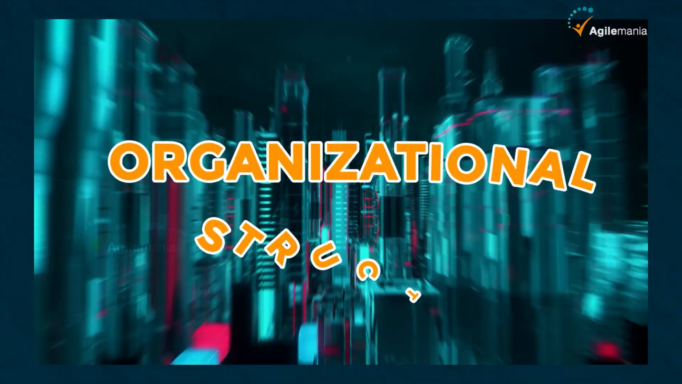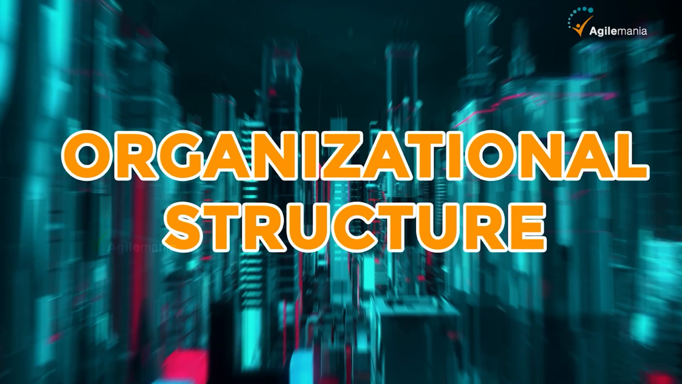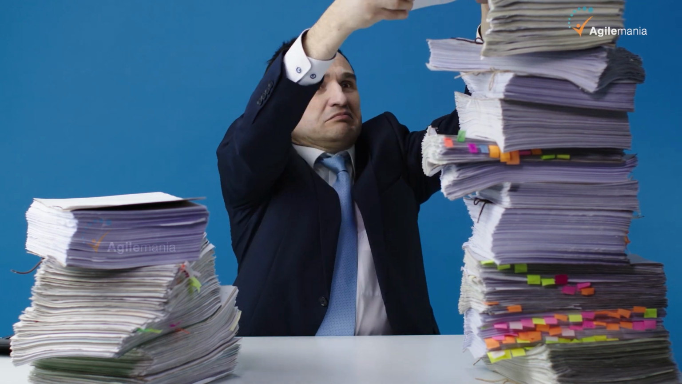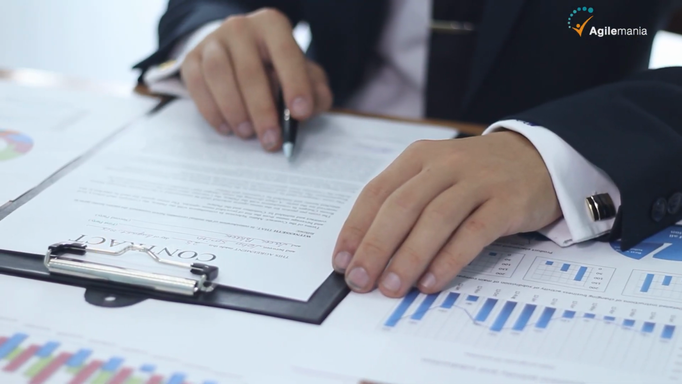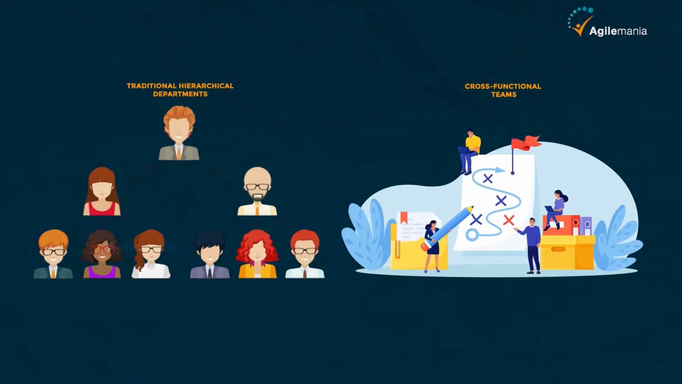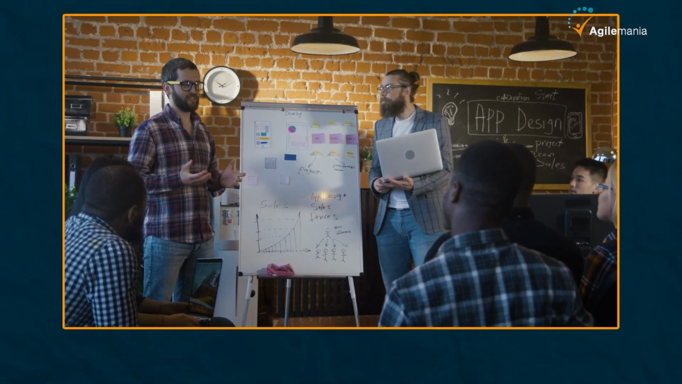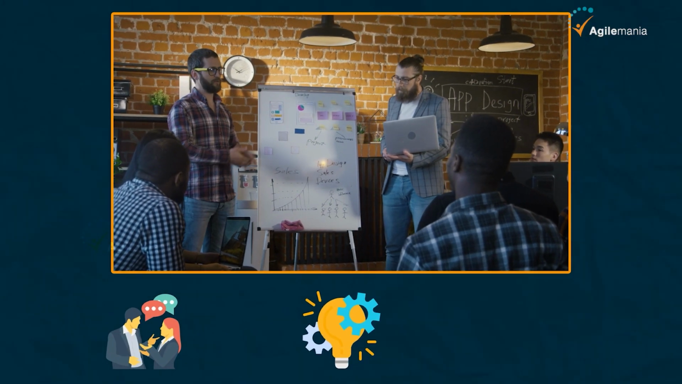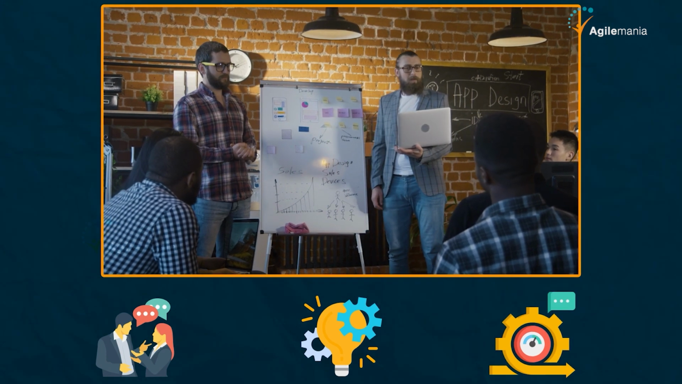Last but not least, it's important to keep your organizational structure lean and flat. Say goodbye to excessive bureaucracy and hello to streamlined decision-making. Instead of traditional hierarchical departments, focus on creating cross-functional teams that are laser-focused on achieving specific goals. This collaborative approach will enhance communication, foster innovation, and drive business agility.